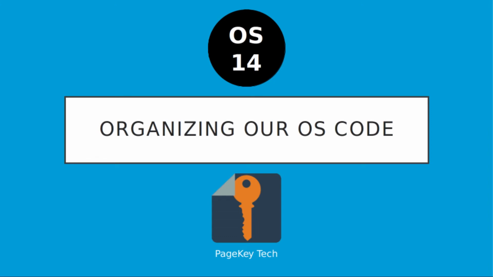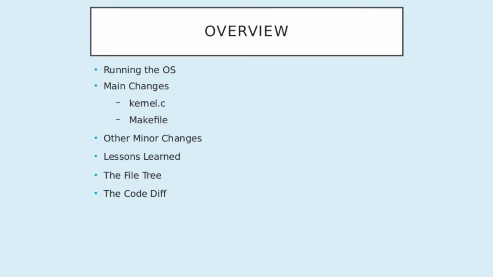Welcome back to OS14, where we're organizing our OS code. Much needed, and hopefully it'll help us develop future parts of our OS a lot faster and more efficiently. So the overview today: first we're going to run the OS and see what looks different, which is not much. Then the main changes to kernel.c and the makefile, other minor changes, some lessons learned from this, and the file tree and the code diff, which we'll see on the screen.